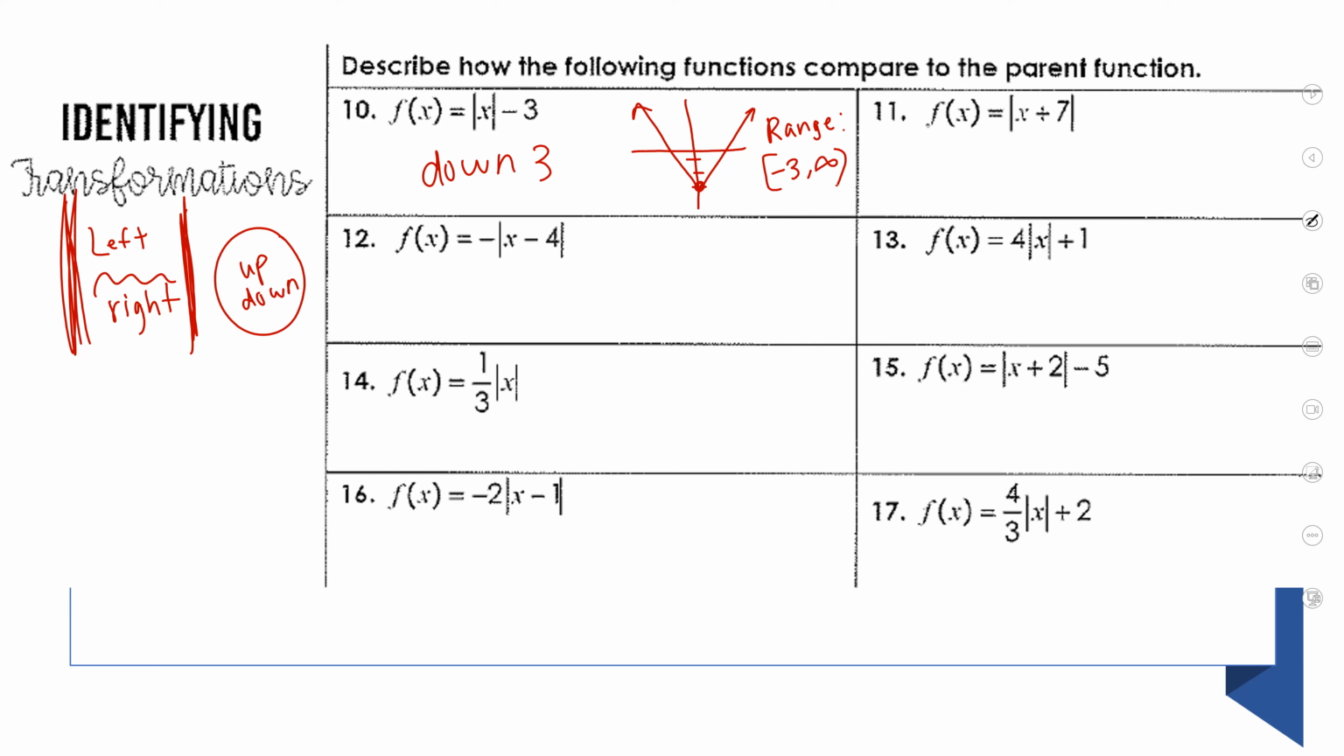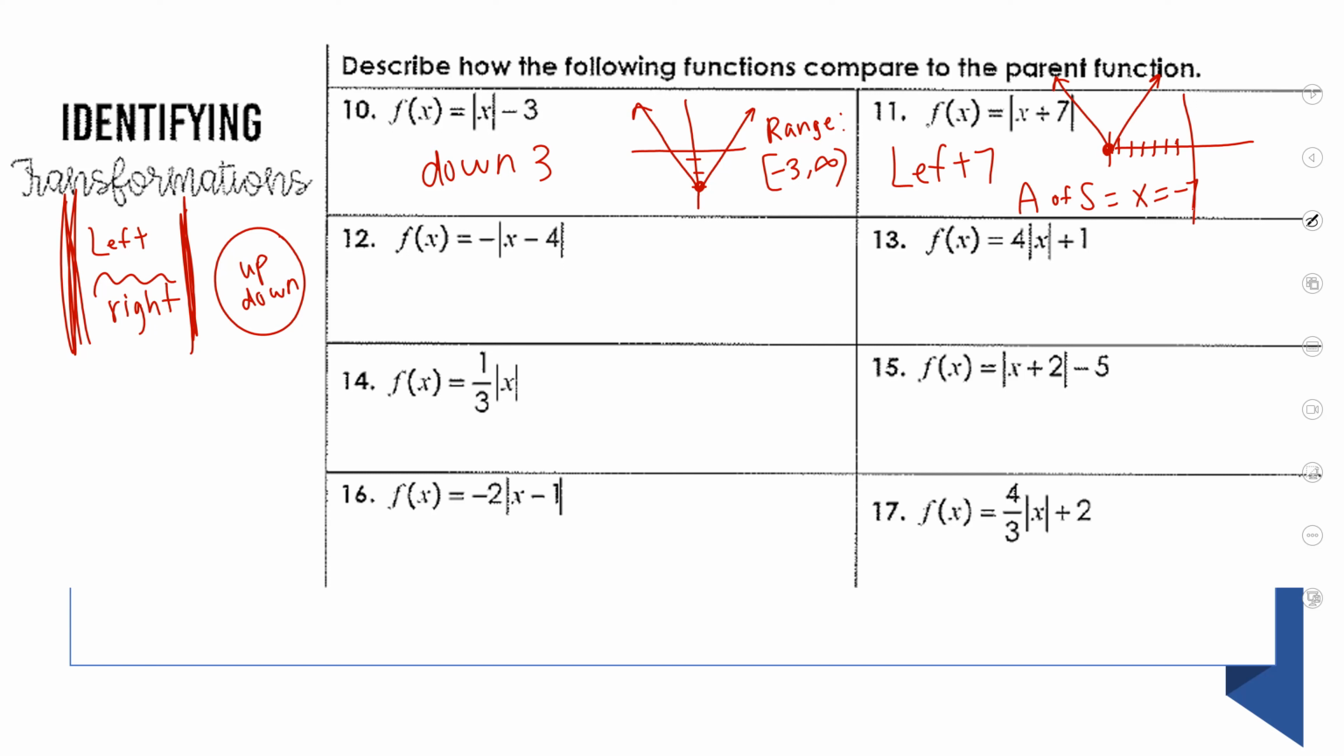What happened here? Yes, it went to the left 7. So guys, if I were to graph it, it went this way 7: 1, 2, 3, 4, 5, 6, 7. That's my new vertex, and it looks like that. So guys, what is my axis of symmetry here? Can y'all tell me? X equals what? -7, because it went to the left 7.